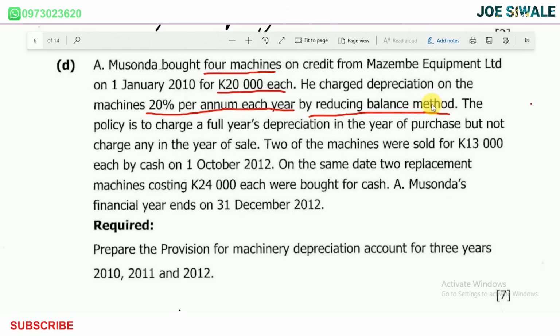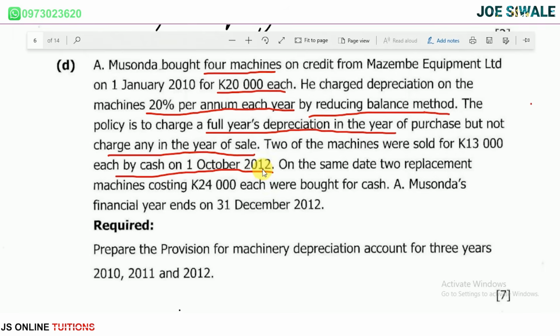The question proceeds, the policy is to charge a full year's depreciation in the year of purchase but not charge any in the year of sale. This point is very important. Two of the machines were sold for 13,000 kwacha each by cash on 1st October 2012.